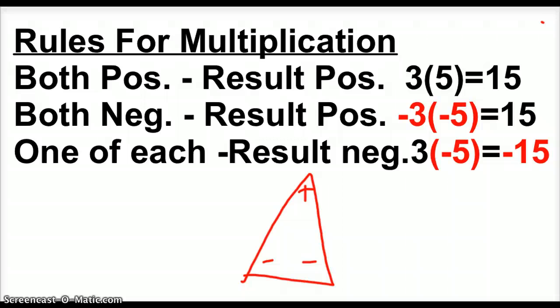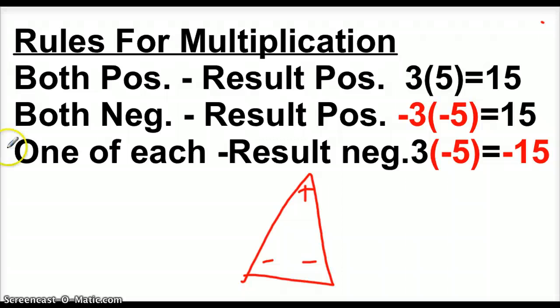And if you have one of each, you're going to get a negative result. So if you have, say, the 3 is positive and the 5 is negative, multiply them together, you get a negative 15. If it was reversed and you had a negative 3 and a positive 5, when you multiplied those together, they would also equal negative 15.